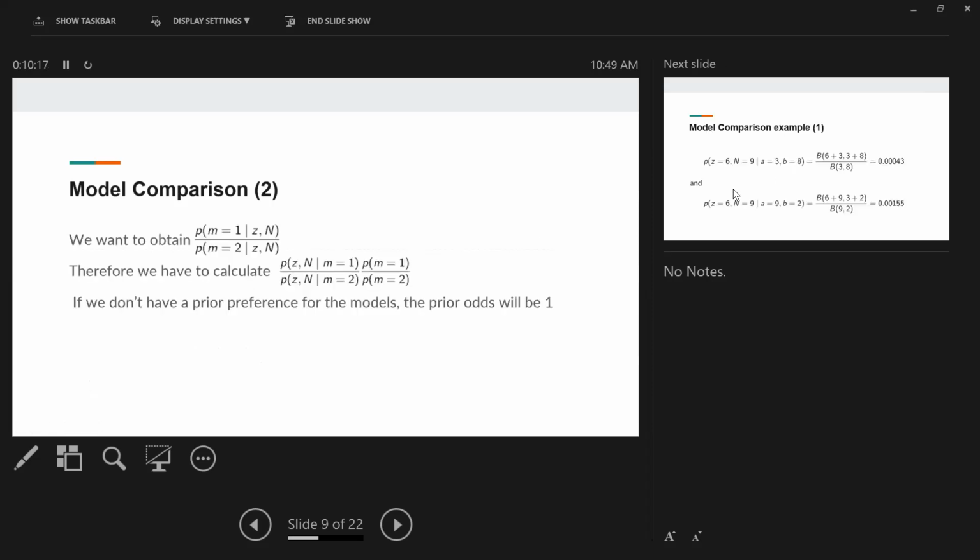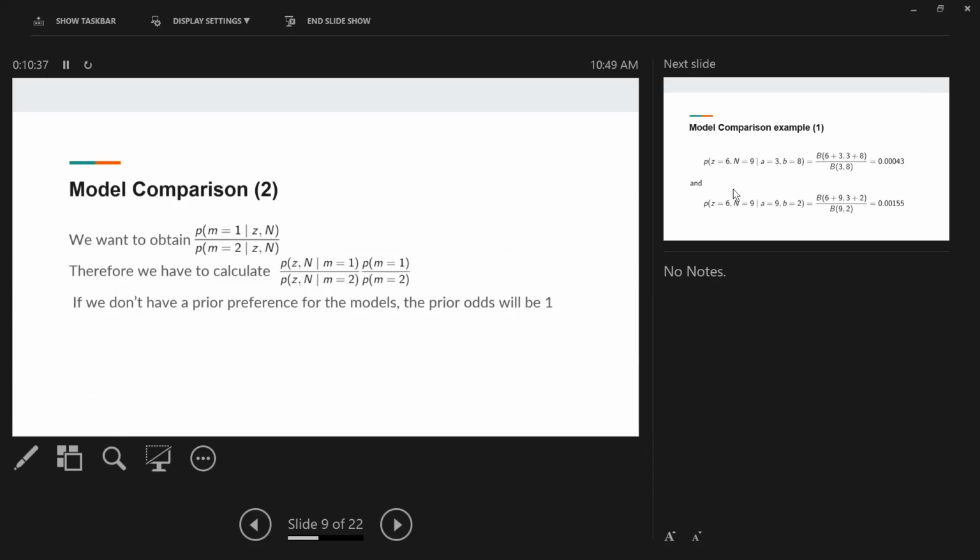Yes, so more model comparison. This was on the last slide, but I think this is an example. If we have these two given set and n, so it's a binomial distribution, we don't know the posterior distribution, so we can calculate it in this way.